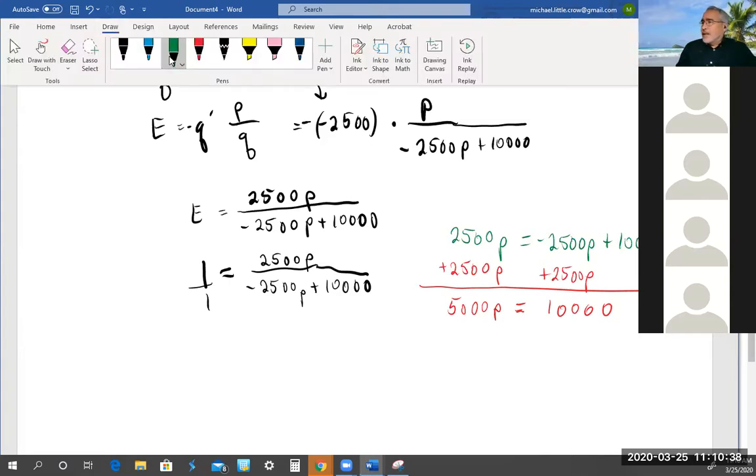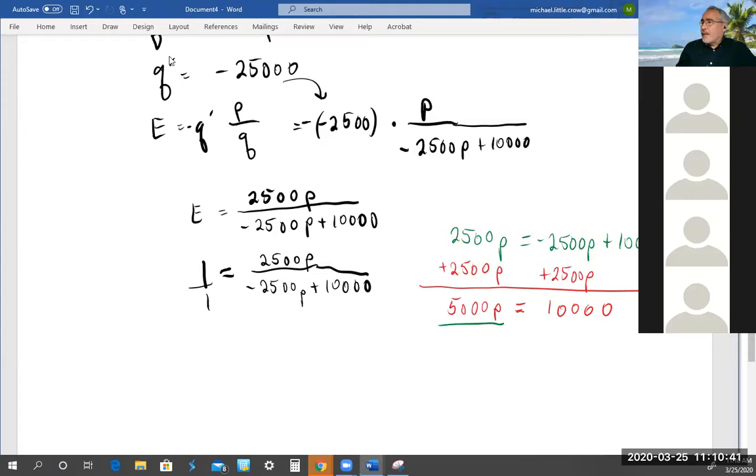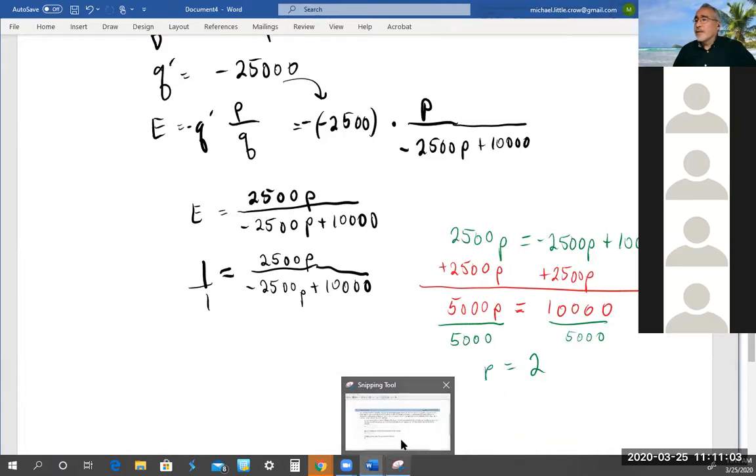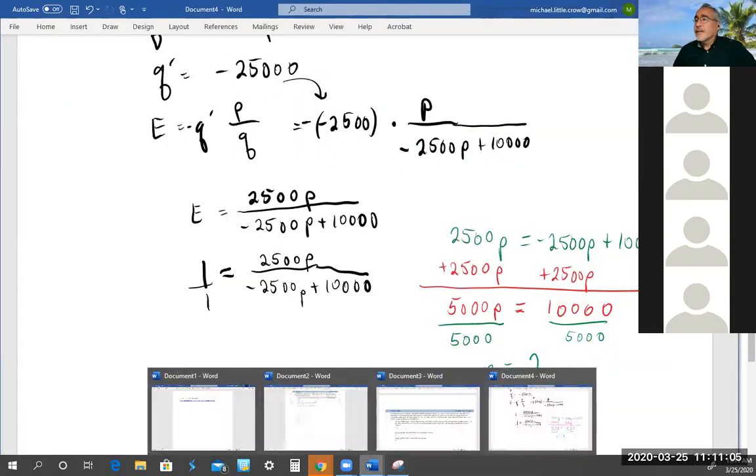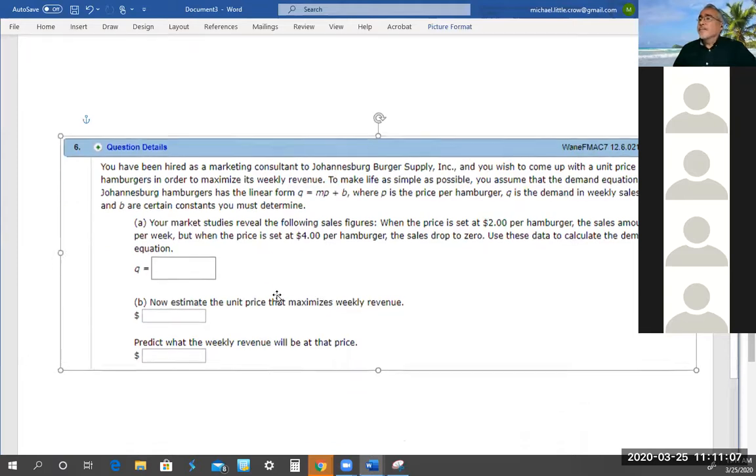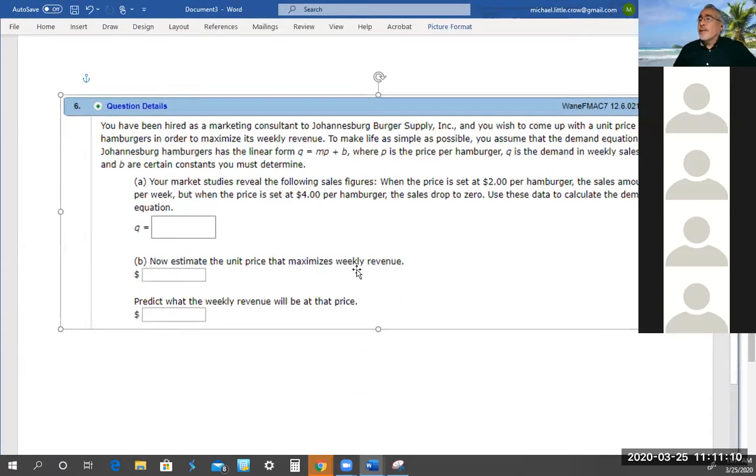And so we've got this. We divide both sides by 5,000. And it appears that the best price is $2. 10,000 divided by 5,000 is going to be 2. So that means, go back to the window, the original question. Estimate the unit price that maximizes weekly revenue. That's going to be $2.